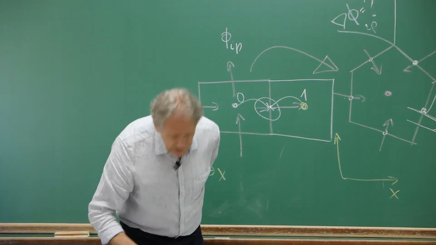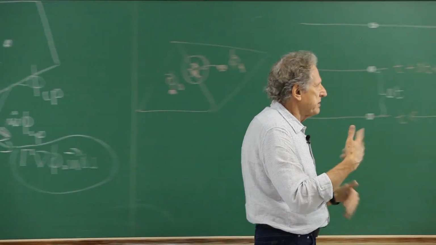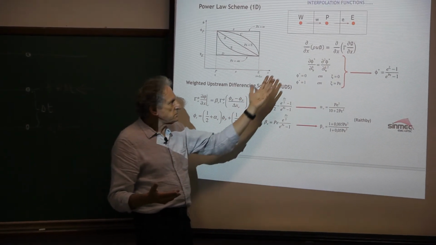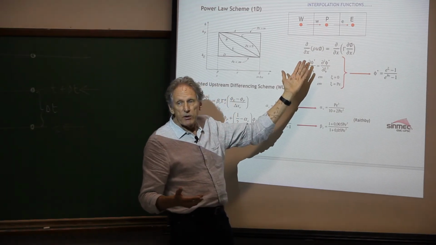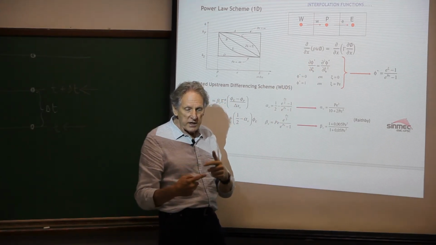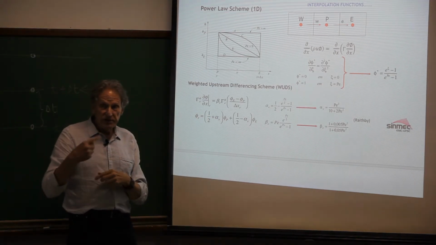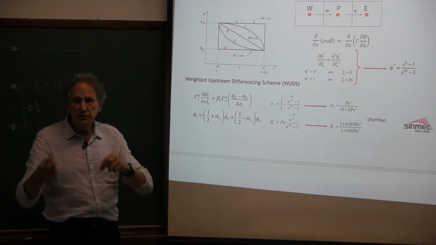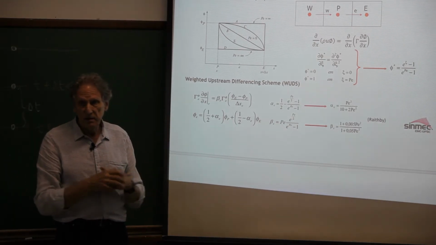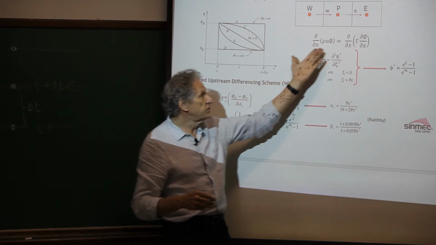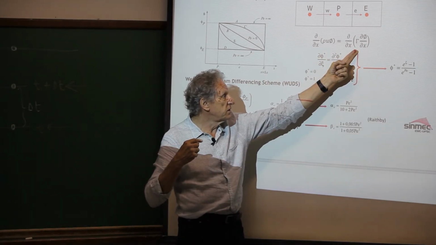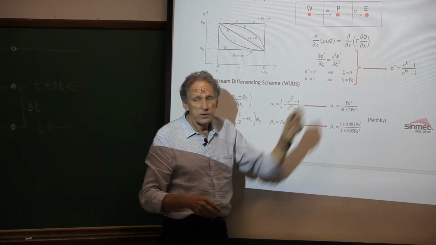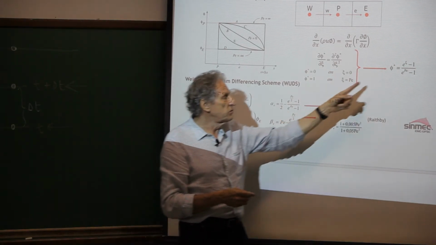Okay? And then, just to review, the power law scheme. You are aware of that. The power law scheme: since the interpolation functions try to represent the physics of the phenomena, why not use a one-dimensional advection diffusion equation to create your interpolation function? So this is using the 1D advection diffusion, which when normalized, and I'm not putting this normalization here, is an equation that has an analytical solution. The analytical solution is here.